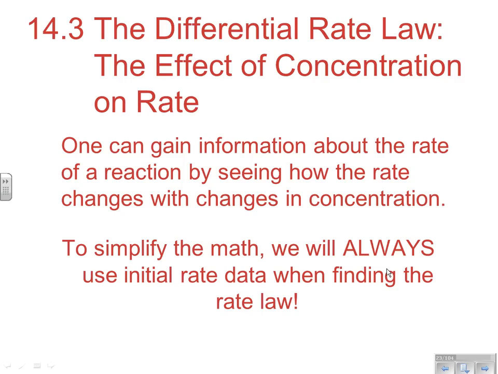And what we're going to do is establish the relationship between how concentration changes affect changes in the rate of the reaction. Now, one can gain information about the rate of a reaction by seeing how the rate changes with changes in concentration. To simplify the math, one of the assumptions that we're going to be making in this chapter is that we will always use initial rate data. And this is the instantaneous rate at time zero when finding the rate law. So you'll notice in the data tables that we look at with this section that it'll always mention initial rate. And that's basically the instantaneous rate at time zero for the reaction situations that we're looking at.